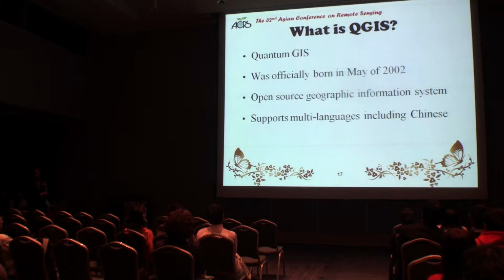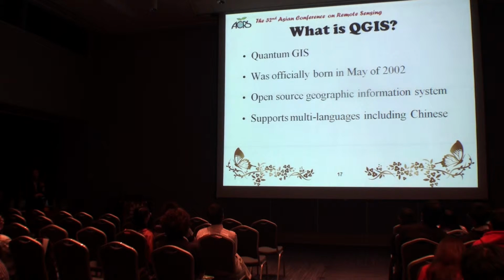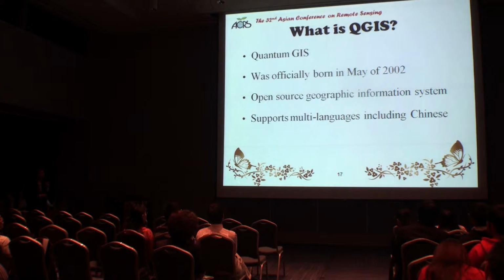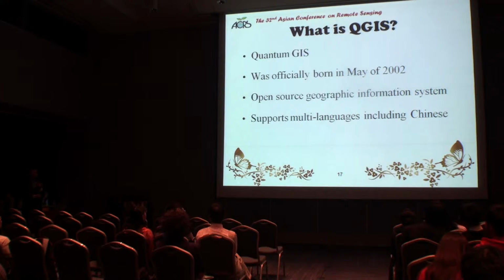And what is QGIS? It's called Quantum GIS, and it was officially born in May of 2002. It's an open source geographic information system, and it can run on many operating systems like Unix, Linux, or Windows. It also supports numerous vector database formats and functionalities. And most importantly, it supports multiple languages, including Chinese. So we think it's easy to use and learn for local residents.